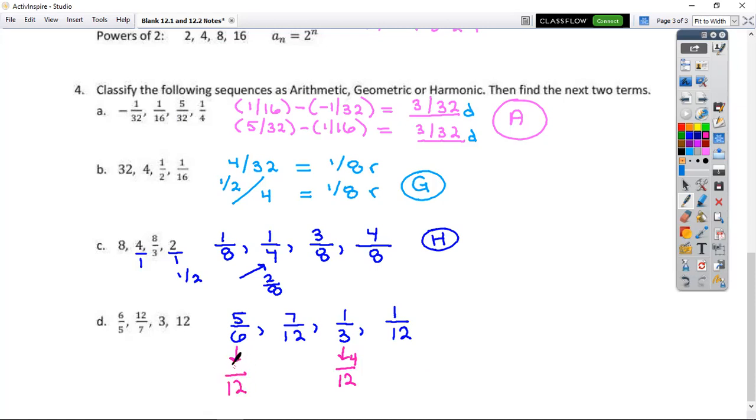And now look at the top. Is there a pattern? Yep. You went 10, 7, 4, and 1. So yes, this is harmonic as well. But again, you just have to use your reciprocals and you got to sometimes change your denominators around to help you see that.